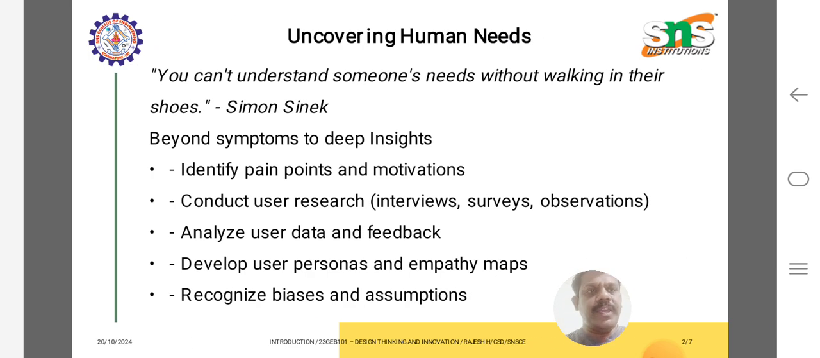Let us uncover the human needs by understanding the quote from Simon Sinek. He said, "You can't understand someone's needs without walking in their shoes." Of course, to understand customer experience, to understand the customer problem, we need to walk in their shoes. So, beyond the symptoms, we will have some deep insight about the customers.